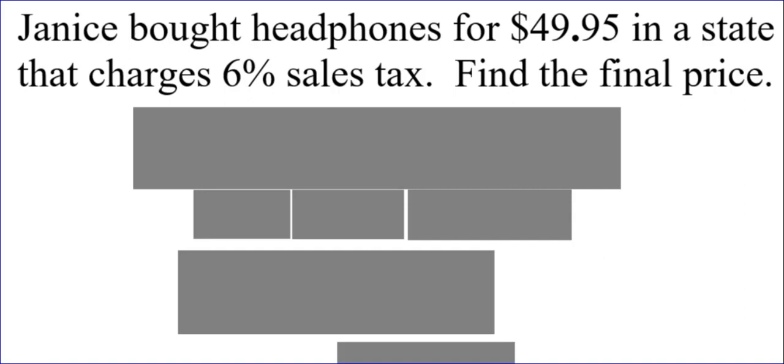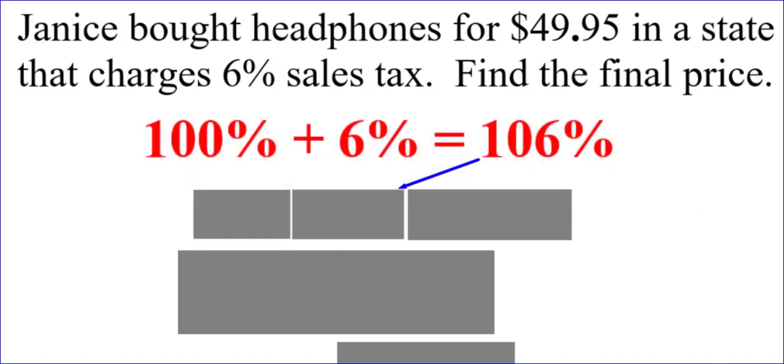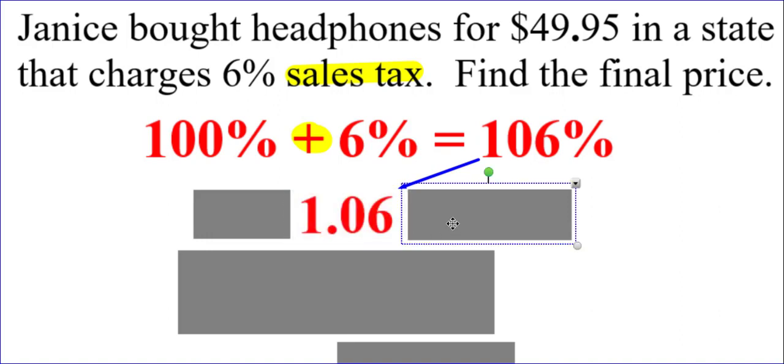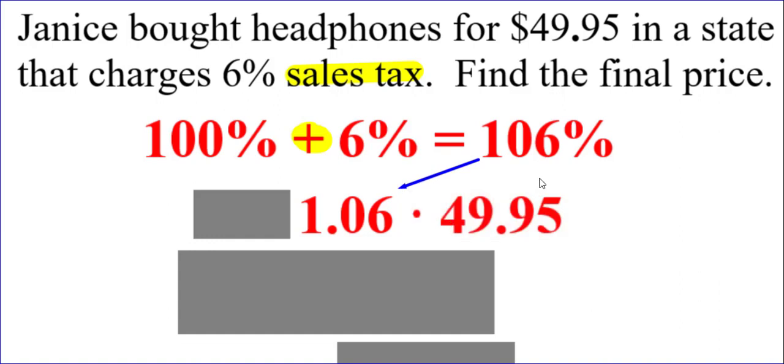Let's look at some examples. Janice bought headphones for $49.95 in a state that charges 6% sales tax. Maybe that's Pennsylvania. Find the final price. All right, let's use the idea we've been talking about. Sales tax will increase the price. So we're going to take 100%, representing the original cost is 100% of itself, and add the sales tax. That means you will pay 106% of the original cost. Put that in decimal form, 1.06. Take it times the original cost of the headphones, and it will give you the unknown final price.